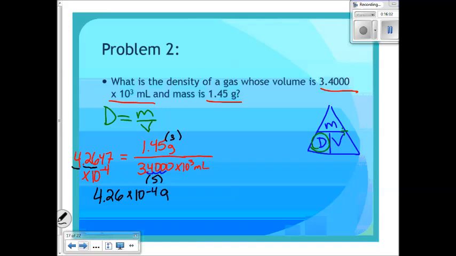Don't forget your unit. This time it's grams per milliliter. You need both because this is the density. It needs both units. It's that ratio of the mass over the volume.